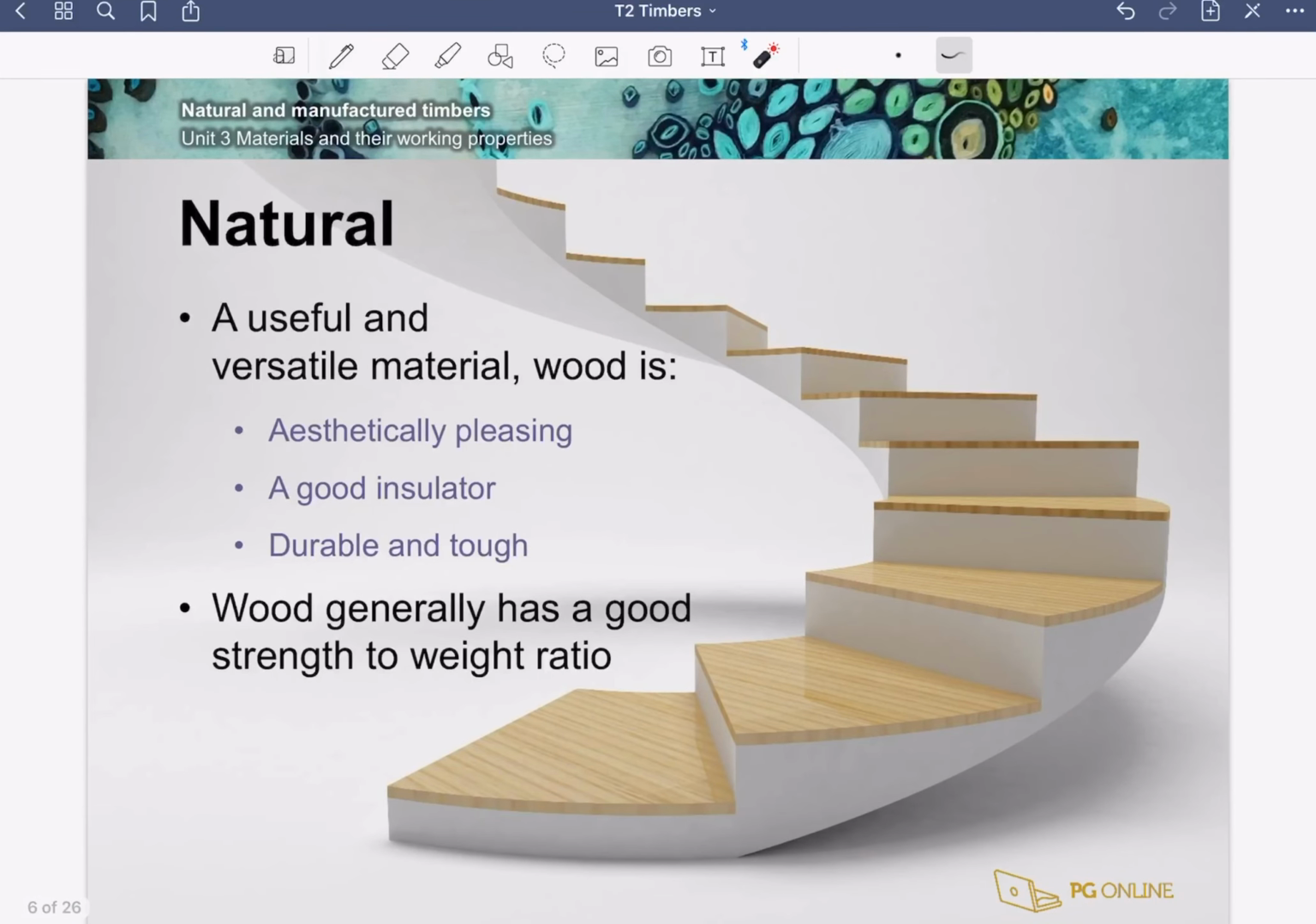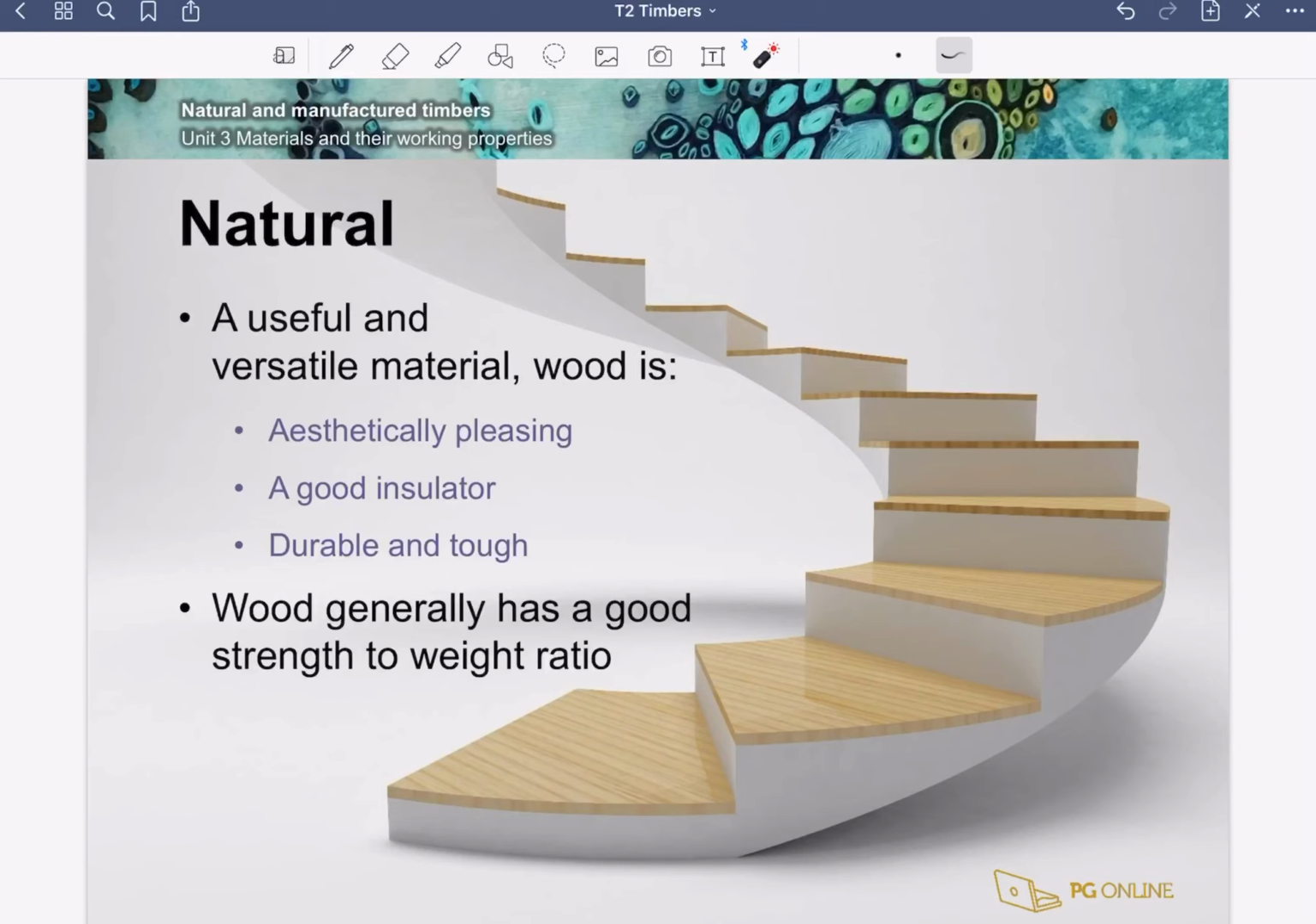Now, obviously, it's a natural material that we absolutely love to use. There are a few characteristics that we do love about wood. In particular, its aesthetics. We look at the material, we can see the material, although it's probably just a computerized rendering on our screen here. The material on the top of those steps is aesthetically pleasing.